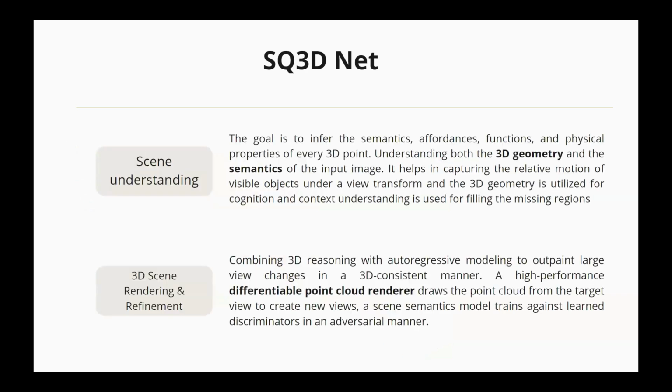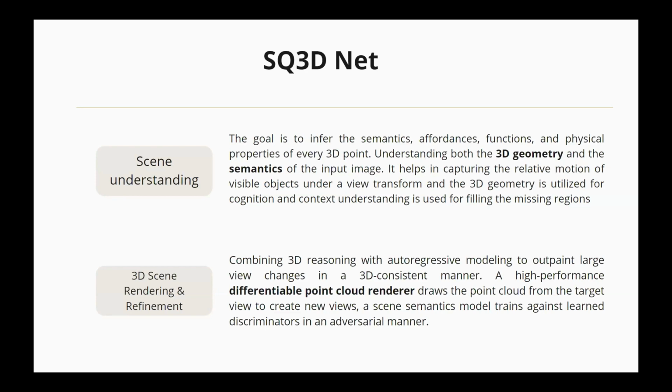Let me just explain the scene understanding. These are our primary modules: scene understanding and 3D scene rendering. Since our 3D rendering is facilitated using a single input image, a comprehensive understanding of the scene is vital to render the 3D view. Modeling this 3D structure is important for capturing the relative motion of the visible objects under a view transform. For example, let's say in a restaurant picture, there is a table which is closer to the viewer and there is a door which is behind. When we do the transformation, the table shifts more as we change the viewpoints.